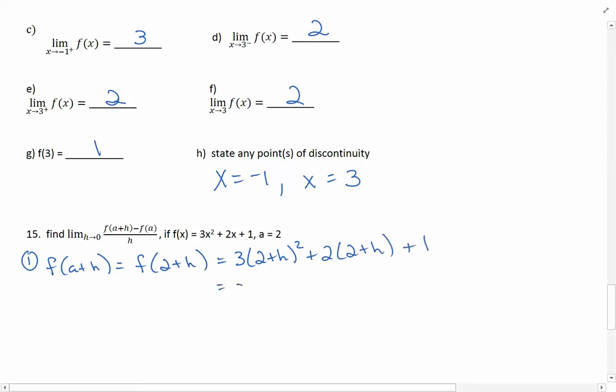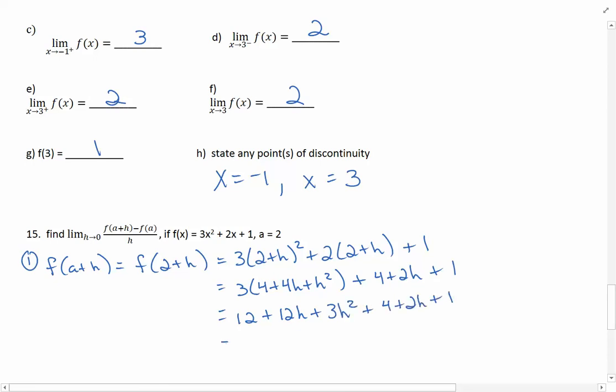So this is 3. When you FOIL this out, you're going to get 4 plus 4h plus h squared. Distribute here, you're going to get 4 plus 2h plus 1. So this is going to be 12 plus 12h plus 3h squared plus 4 plus 2h plus 1. So collecting, you'll get 17 plus 14h plus 3h squared.